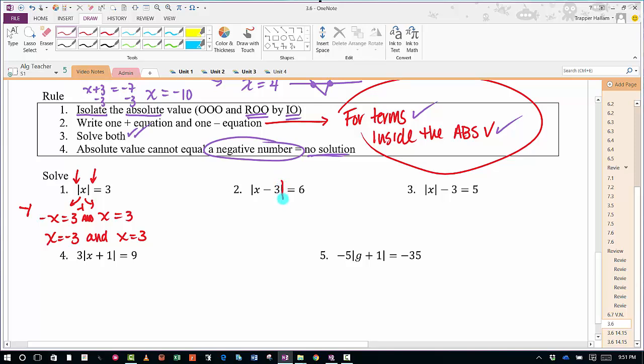Okay, let's do another one. Again, check your absolute value. This is isolated. There's nothing multiplied or added or subtracted to it. So I'm going to go ahead and write a negative version and a positive version of it.